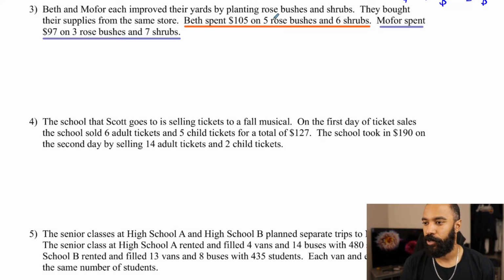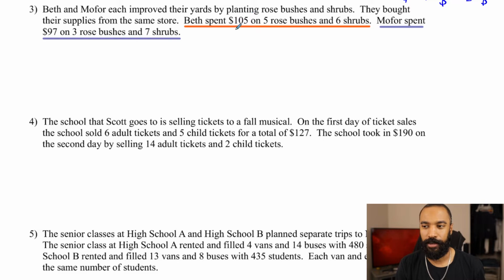Beth spent $105 on 5 rose bushes and 6 shrubs. We know how many rose bushes and shrubs she has. Same with Mofor. That's not our variable thing. But they are based on the rose bushes and shrubs. Do we need to know the weight of them? I don't think they have enough information to tell us anything about weight, but they have dollars again. Just like number 2, they have dollars.